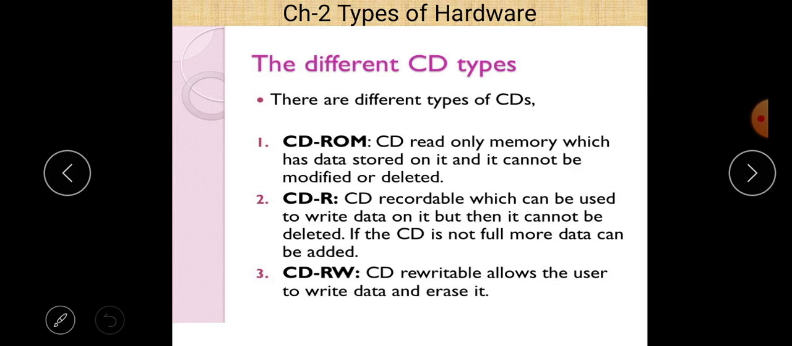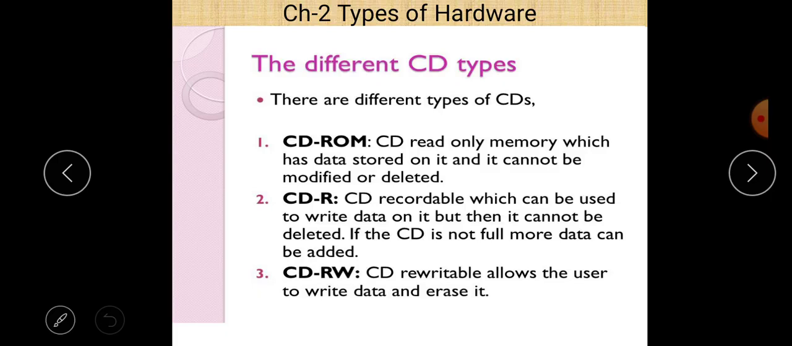CD-ROM, CD read-only memory, has data stored on it and it cannot be modified or deleted. In CDR, CD recordable, you can write data on it, but then it cannot be deleted. So you can write data only once.